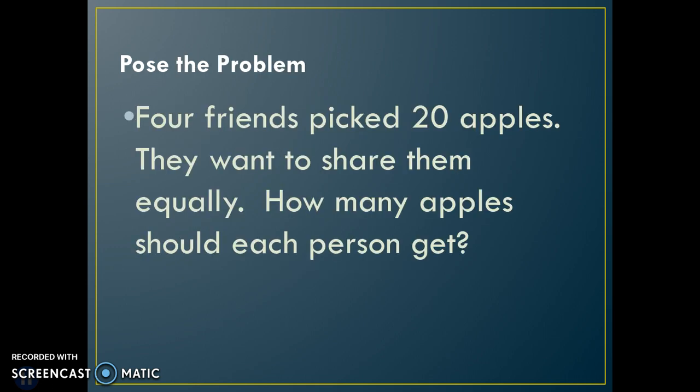I have a problem where I have four friends. Four friends picked 20 apples. They want to share them equally. How many apples should each person get? So we have 20 apples and we have four friends that are going to share them. How could we start even thinking about drawing a picture and thinking about what that should look like in a picture? So I'm going to hop over to my dry erase board and we're going to talk about how that would look if we did that in a picture.